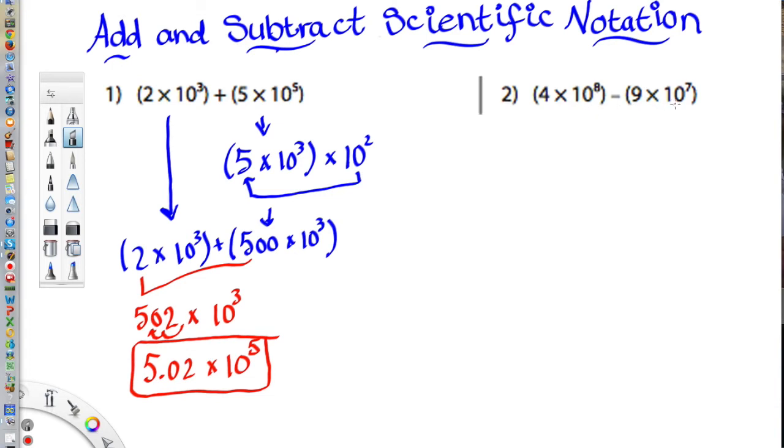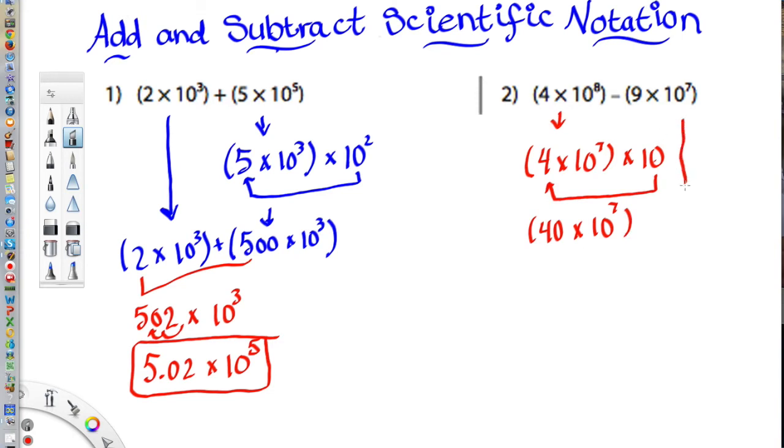Now let's take a look at this over here. Over here I'm subtracting. Once again, I need to have a common power 10 number. I have 4 times 10 to the 8th power, and over here I have 9 times 10 to the 7th power. 10 to the 8th and 10 to the 7th are not common, but I'm going to make them common. So I'm going to take this and I'm going to divide out a 10, and I'll have 4 times 10 to the 7th power times 10, okay? Because if I multiply this 10 times 10 to the 7th, that'll give me my 10 to the 8th. But once again, instead of multiplying it by my exponent, I'm going to multiply it by my base number here, and that'll give me 40 times 10 to the 7th power.